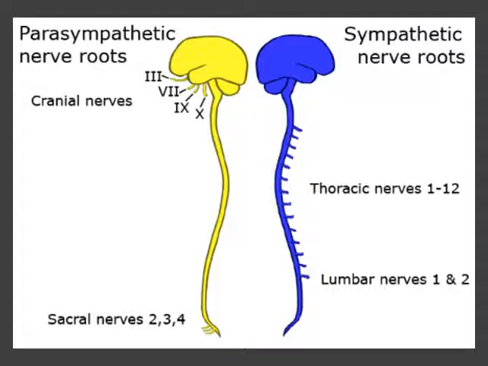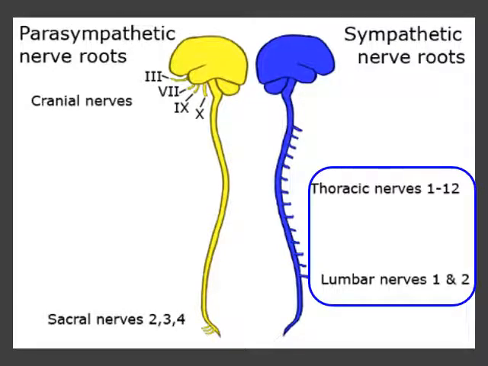The sympathetic division of the autonomic nervous system: its nerves originate from the lateral horn cells of all the thoracic and the upper three lumbar segments of the spinal cord. So it's called the thoracolumbar system.